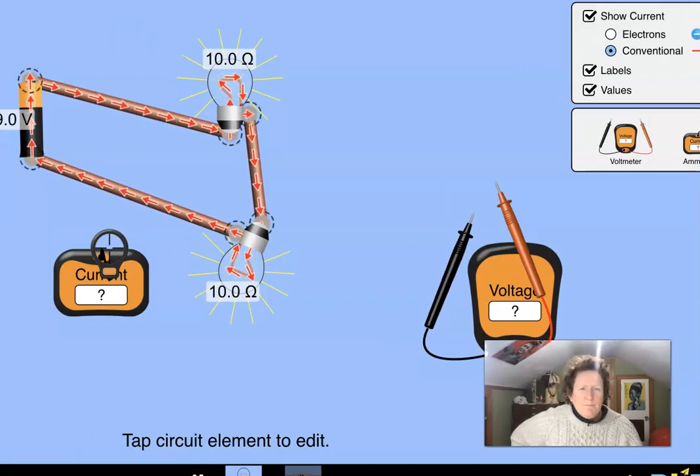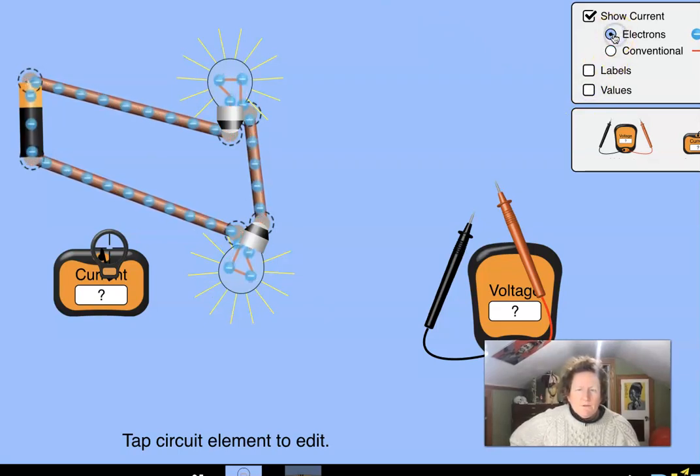we can build some parallel circuits as well and investigate those. I'm going to keep electrons. I'm going to turn some of these off and just show electrons to keep things simpler. You can turn on and off whatever you would like as you work on the simulation.